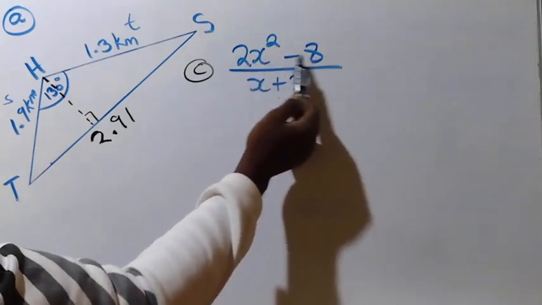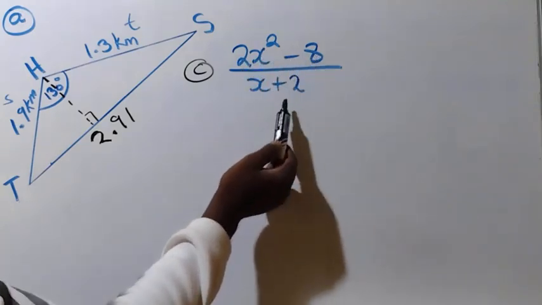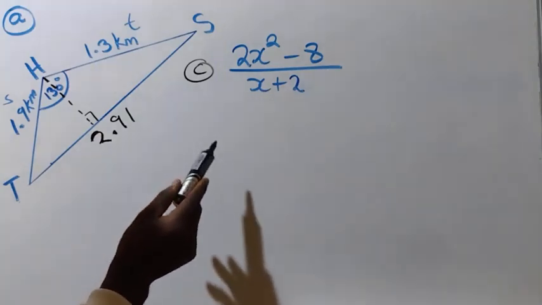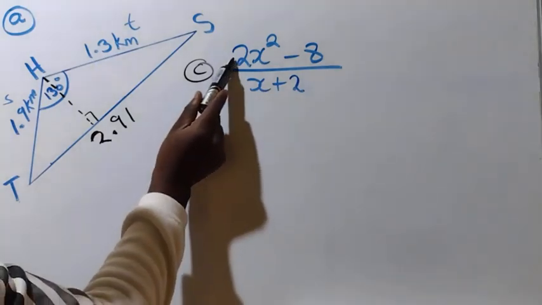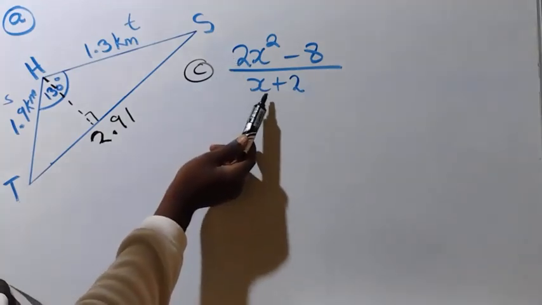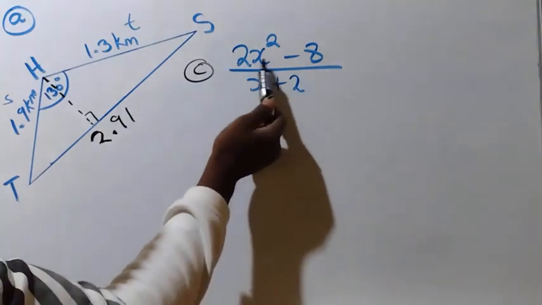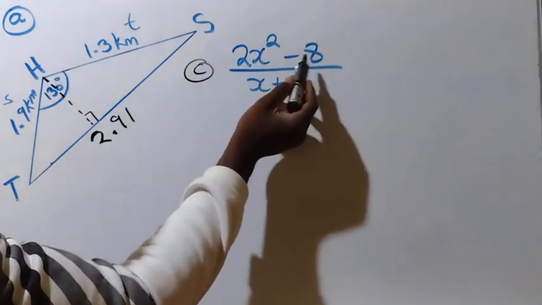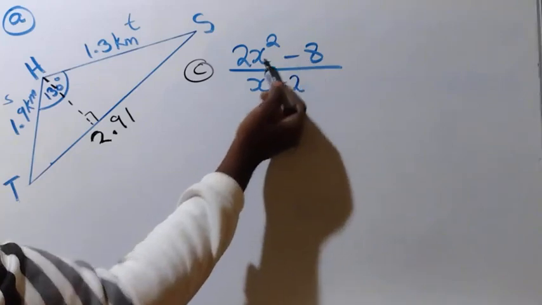Sorry, this is our numerator, 2x squared minus 8, and this is our denominator, x plus 2. So here you can simplify the numerator, because the denominator is already simplified. Look on top there: you have 2x squared minus 8, meaning that you can factorize the numerator on top.